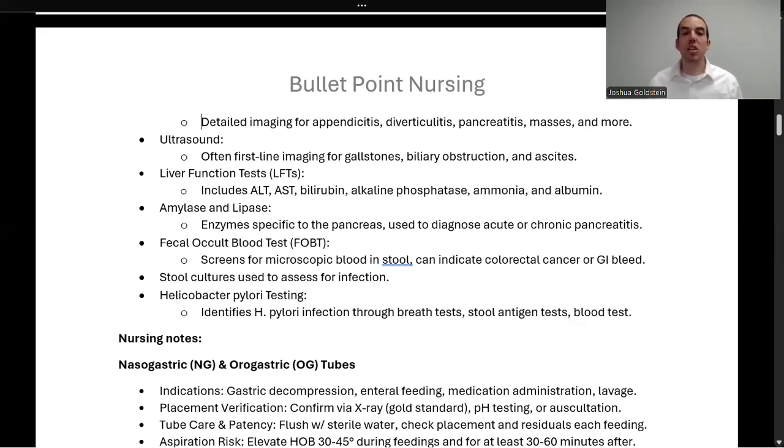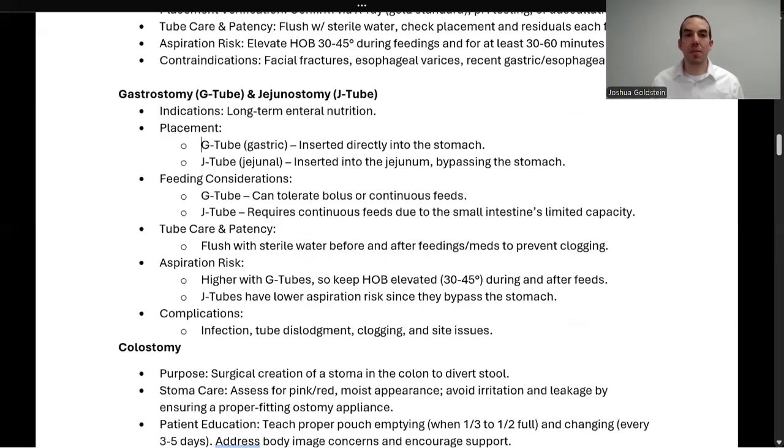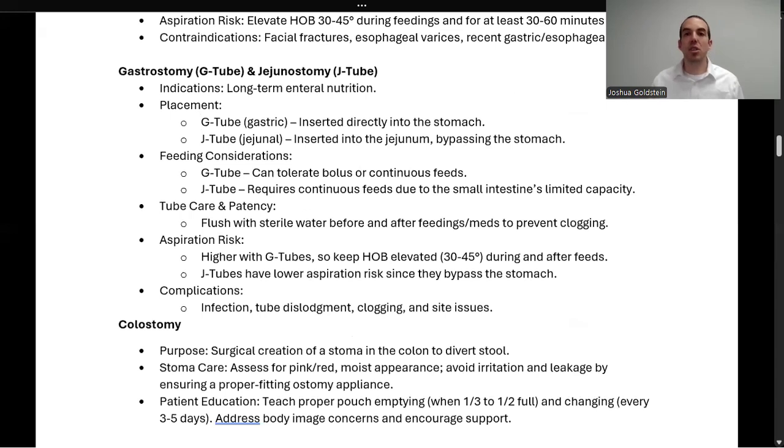Because of the risk of aspiration, all patients that have an NG or OG tube always need to have the head of bed elevated. It can never be flat, and they should stay that way for at least 30 to 60 minutes after feeding.